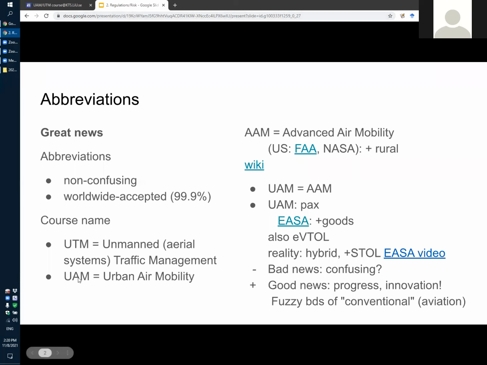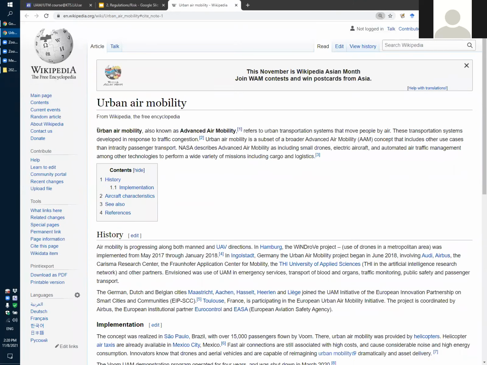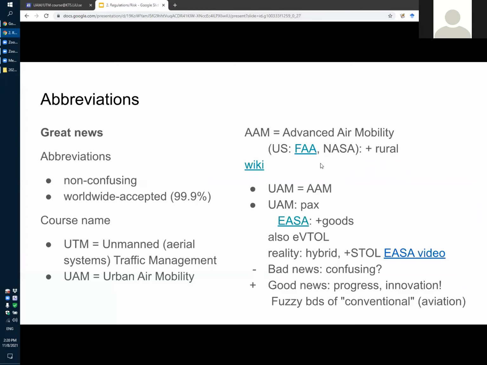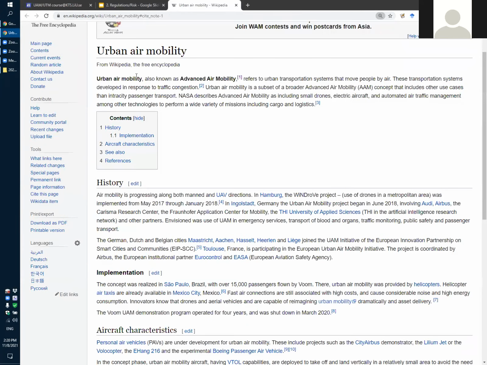Okay, so there is UTM, UAM. There is also AAM. And if you look at Wikipedia, which may or may not be the best source for everything, it says that urban air mobility is the same as advanced air mobility. UAM is equal to AAM. In principle, going back to the wiki page, it says that urban air mobility is about transportation of people, of passengers.